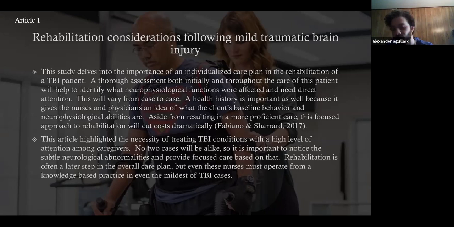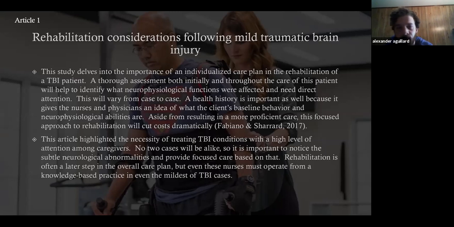Because like I said, it can range from anywhere from a mild altered state of consciousness all the way to death. So it's important to know the patient's baseline of how their behaviors are. You can find that out from the family or from them. And we act after that, we follow up with that. This article highlighted the necessity of treating with a high level of attention among caregivers, because it can be something as slight as your pupils aren't dilating. That could be the change that we note. No two cases are alike, so it's important to note the subtle changes.